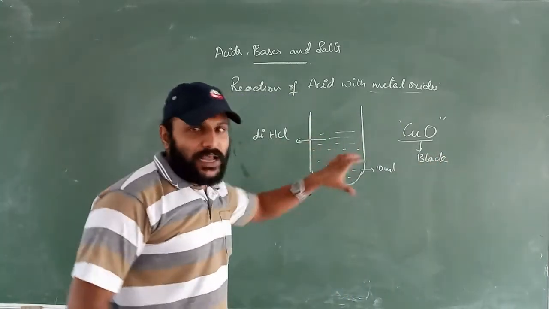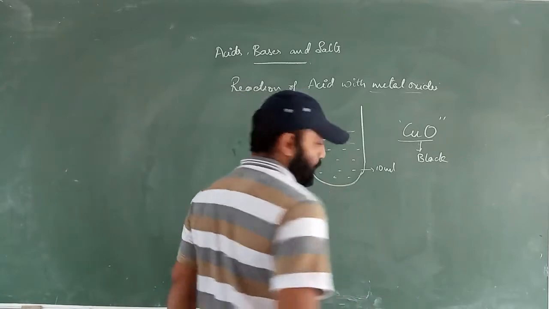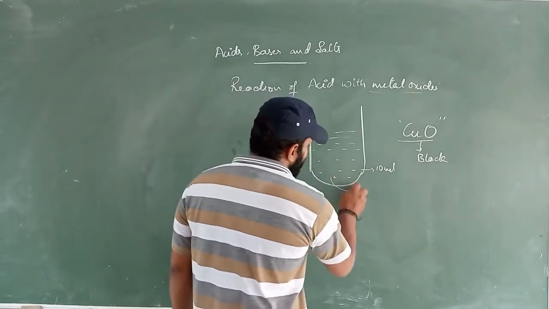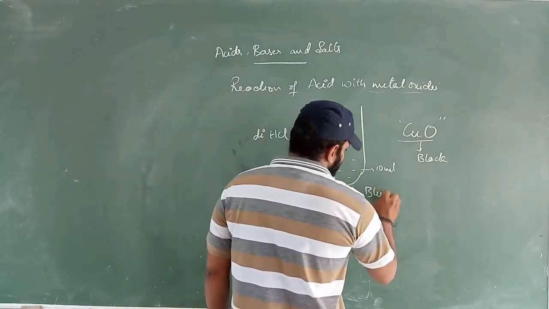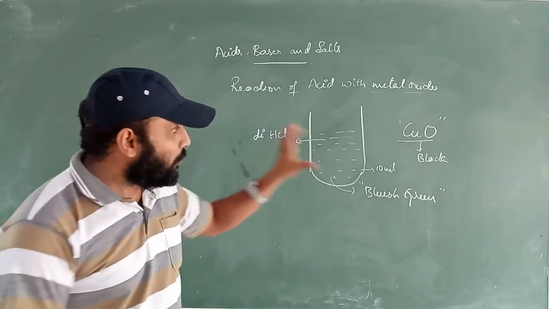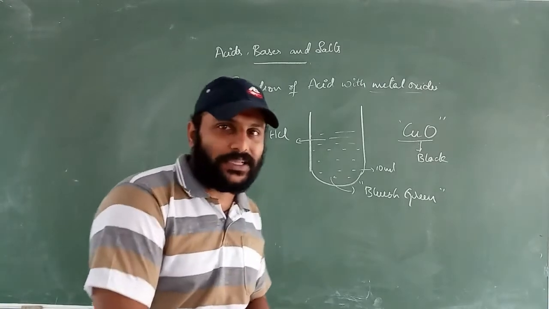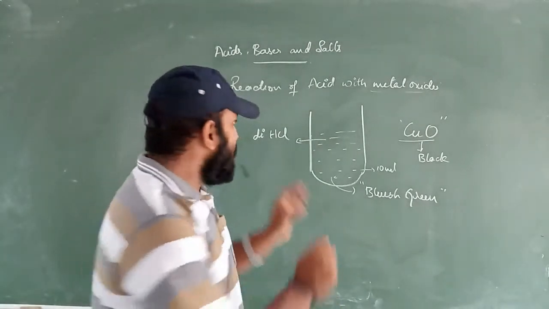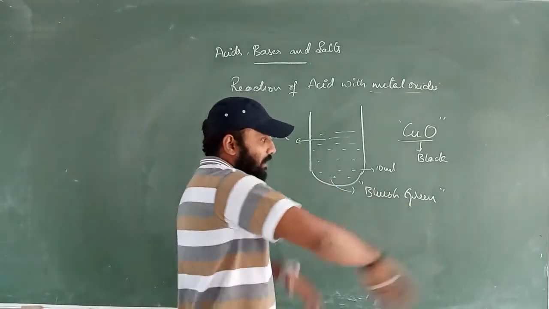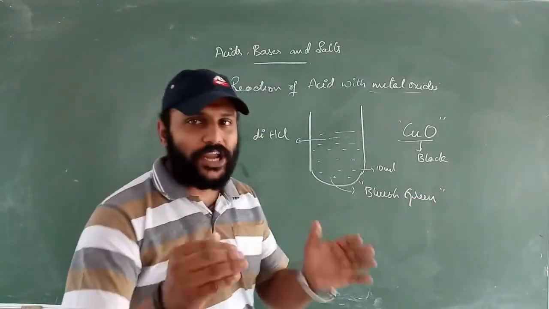When I add dilute HCl to that copper oxide, what I have seen is that the color of the copper oxide has changed into bluish green. A bluish green compound is forming, which means there must be some reaction that has taken place between the copper oxide and dilute HCl. As a result, a product is formed, a bluish green substance.